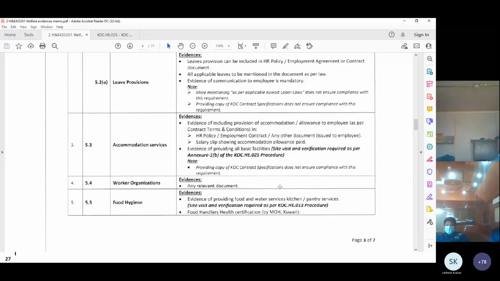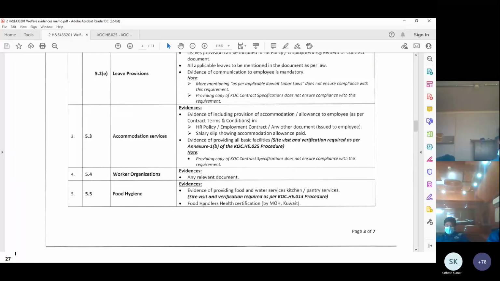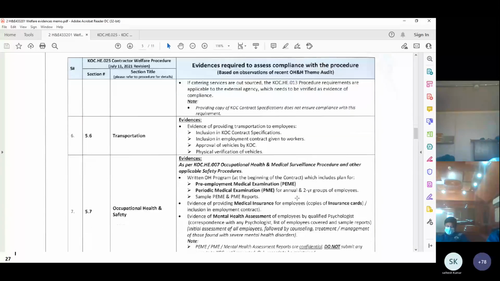And worker organizations, any relevant equipment. Again, the important thing is the food evidence. What evidence will we be looking for? Evidence provided for food and water supplies. So these are all the things we'll be looking at.